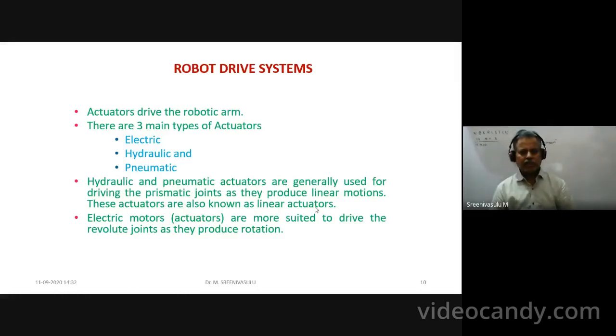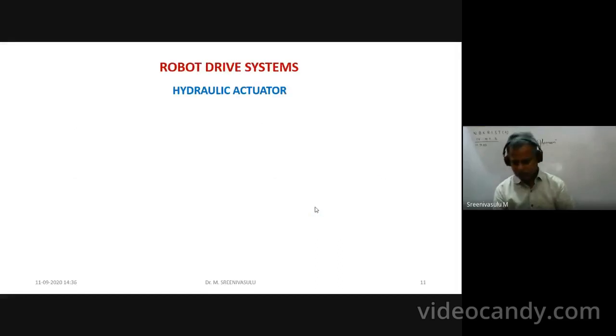Then coming to electric motors, they are more suited to drive the revolute joints as they produce rotation. Once again, we know the mechanisms that convert rotary motion to linear motion with the support of a single slider crank mechanism, since we have the flexibility to convert sliding to rotary or rotary to sliding motion. So alternately, if the situation demands, you can go on using them. Okay.